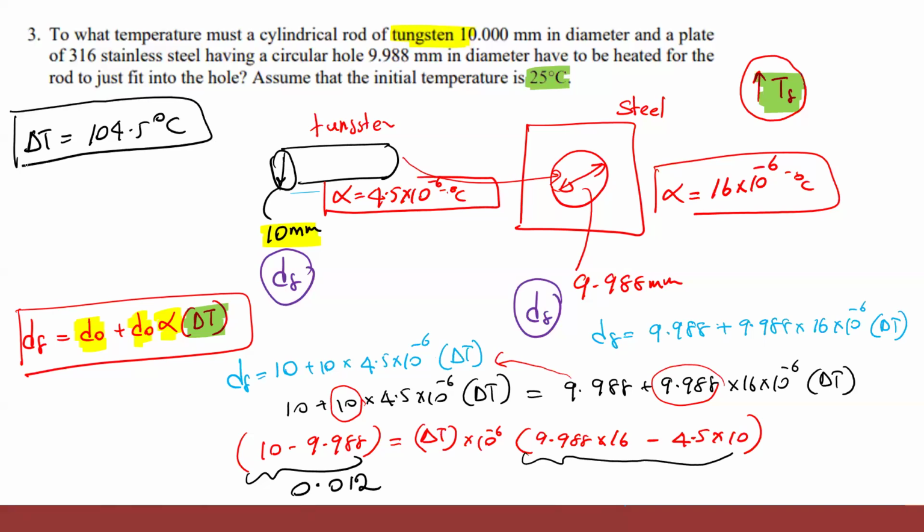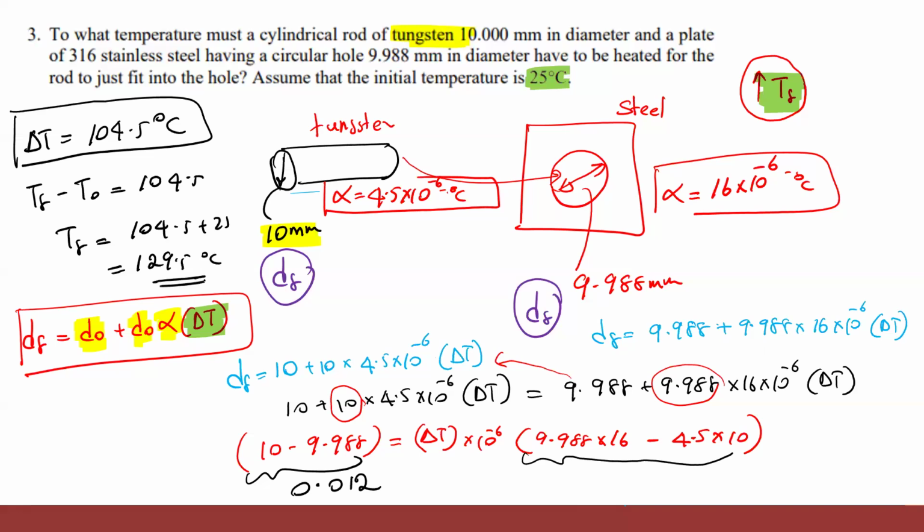So what should be the final temperature? Initially it is 25 degrees Celsius. Change in the temperature is 104.5. So what should be the final temperature? Yes, so final minus the initial will be this 104.5. So final will be 104.5 plus 25, which is 129.5 degrees Celsius.